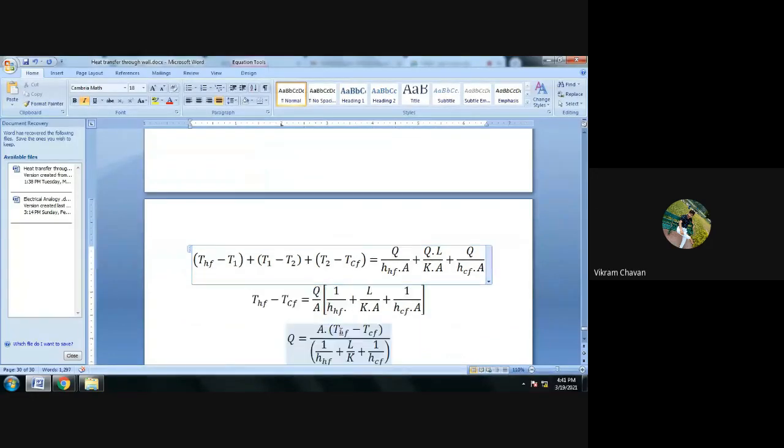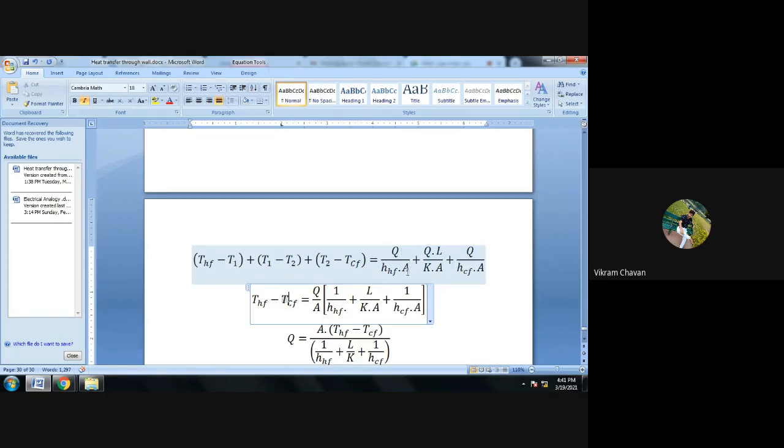So the equation will be converted into this particular format. Two temperatures are remaining, that is the hot fluid temperature and the cold fluid temperature. The initial temperature is the hot fluid temperature and the final temperature is the cold fluid temperature. So the difference between these two temperatures will be equal to, now from this particular right side we can take common Q and A.